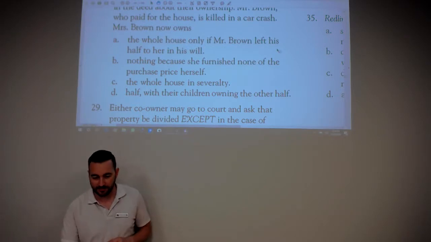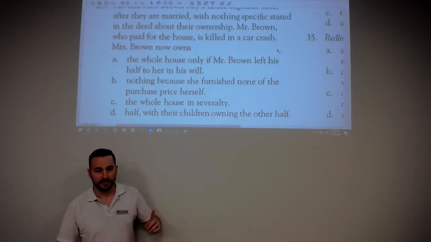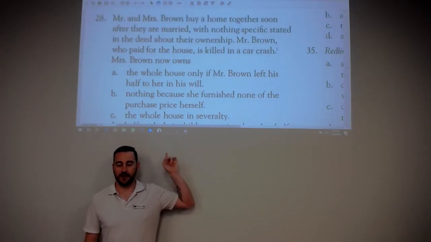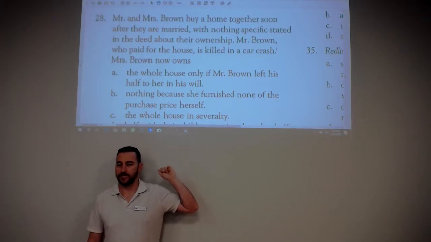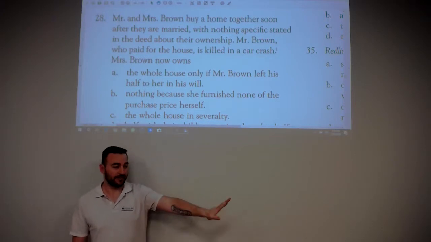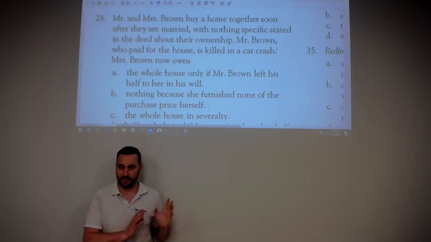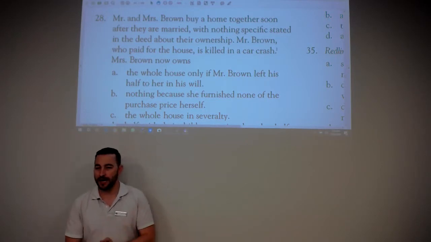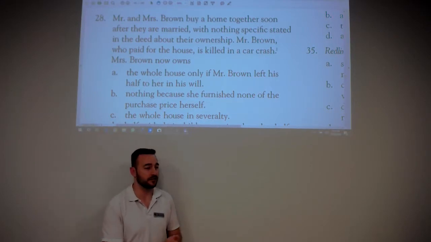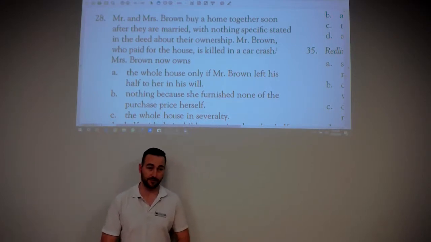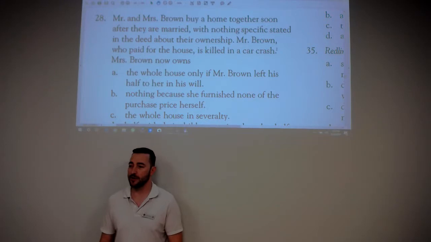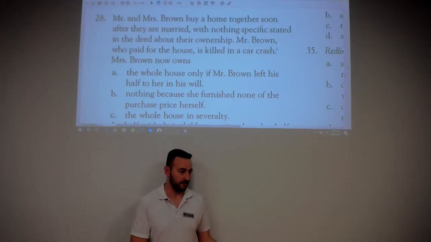The key words. Let's go back to the key words. They bought the home after they got married. They're married, period. And they bought a home together. That's what we're addressing here. So automatically, if we bought a home together, that means our names are there. That's what we're saying. So automatically, we have a tenancy by the entirety.